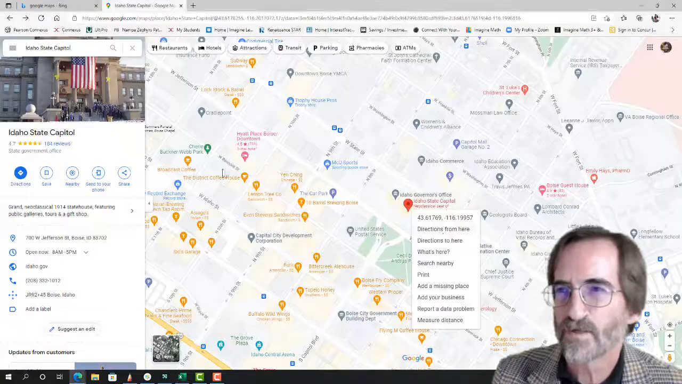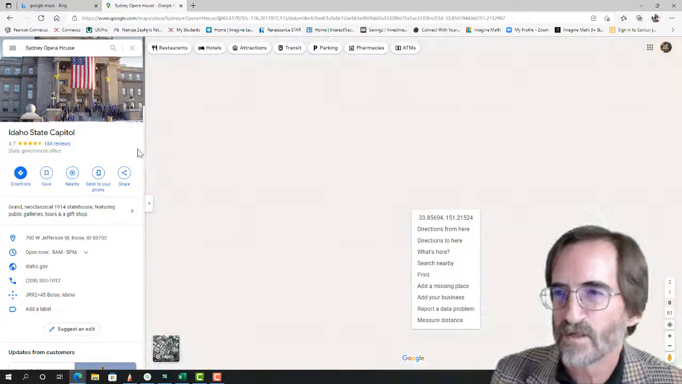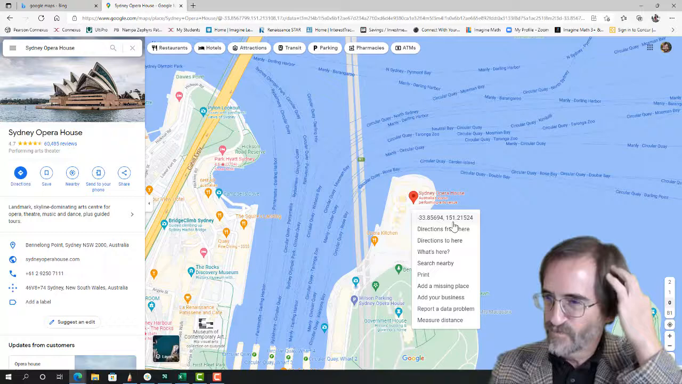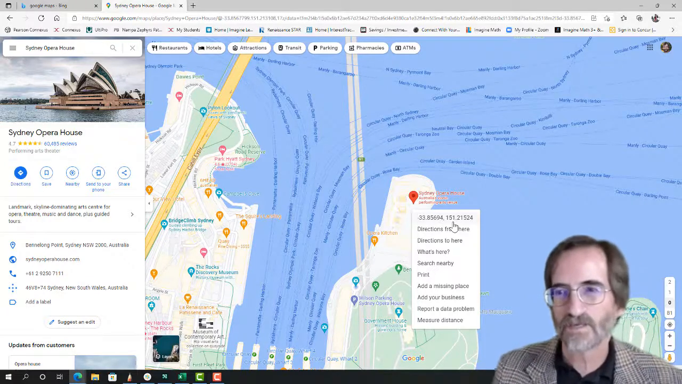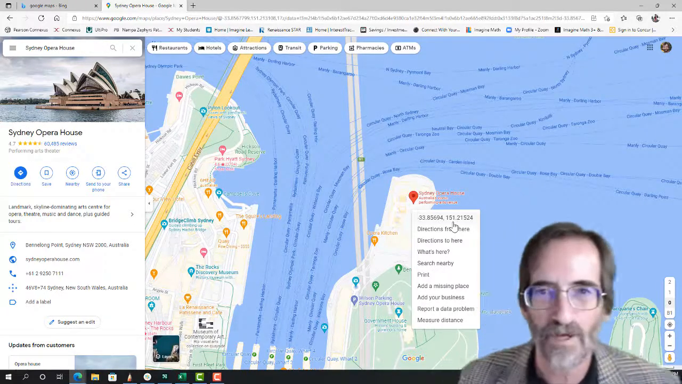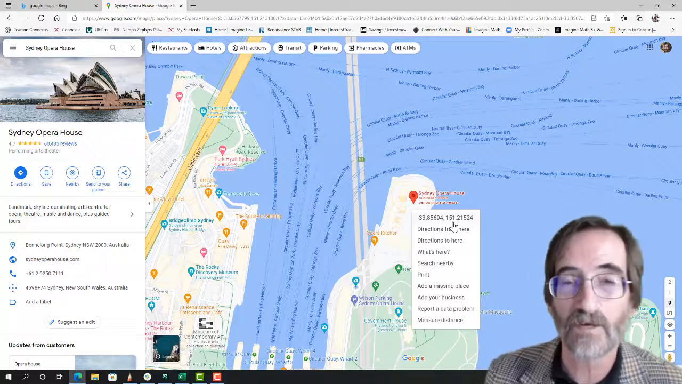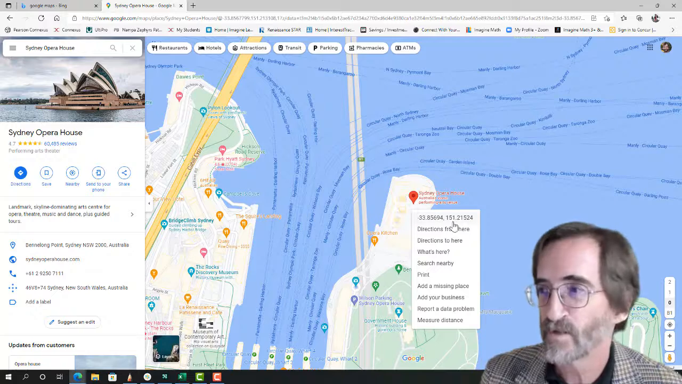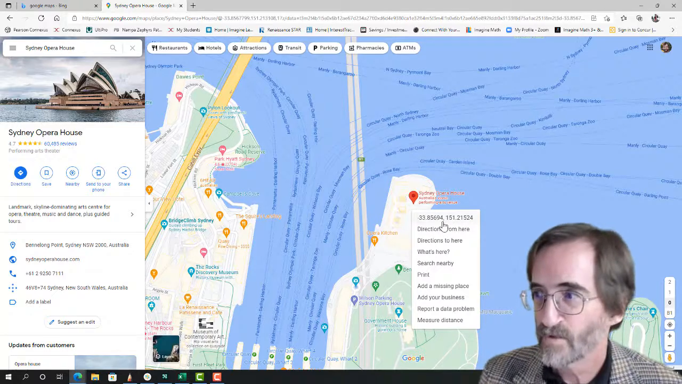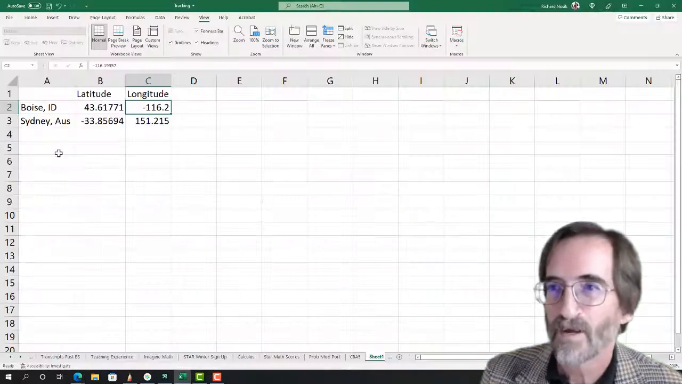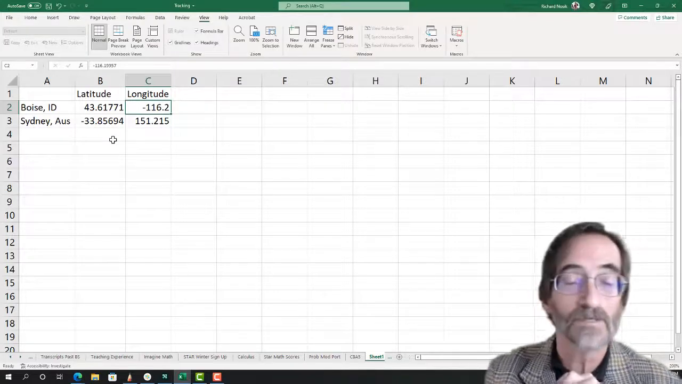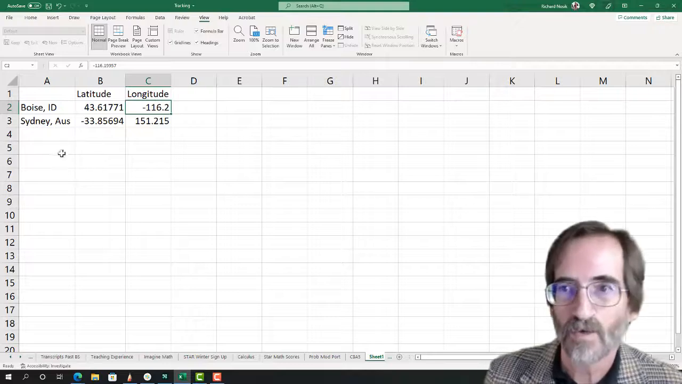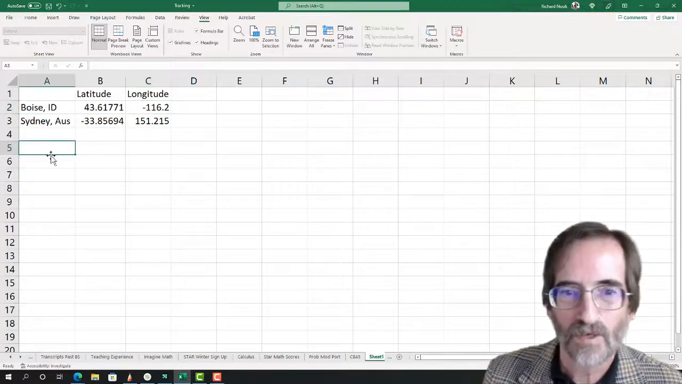Interesting, by the way, that the Sydney Opera House has a positive longitude, and that's because it's over what we call the international date line, which is in the middle of the Pacific. So it's actually an Eastern Hemisphere country. Australia is. Interesting. Okay, so we've got our latitude and our longitude, and now we need to figure out the x-coordinate and the y-coordinate. All right, so here we go.